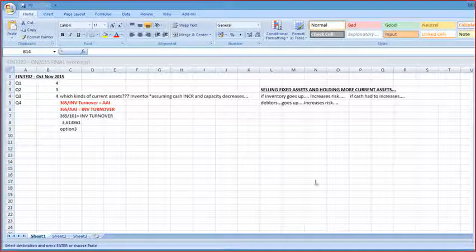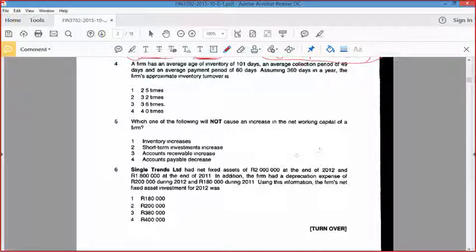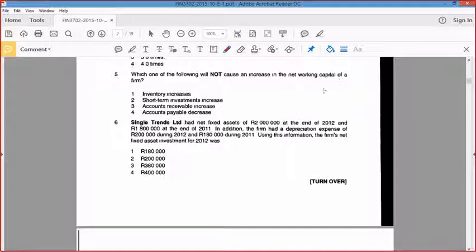Right, coming back to the question. Question 5. Which of the following will not cause an increase in the net working capital of the firm? So net working capital is obviously looking at what? Current assets minus current liabilities. Net working capital, remember the definition?